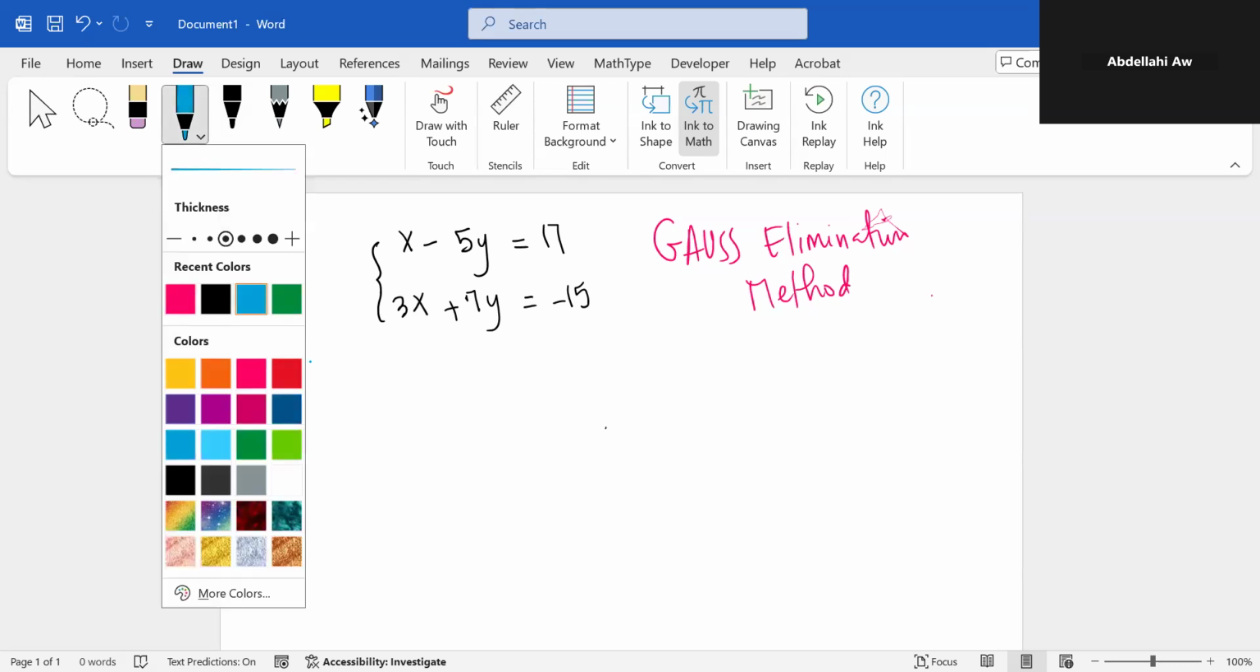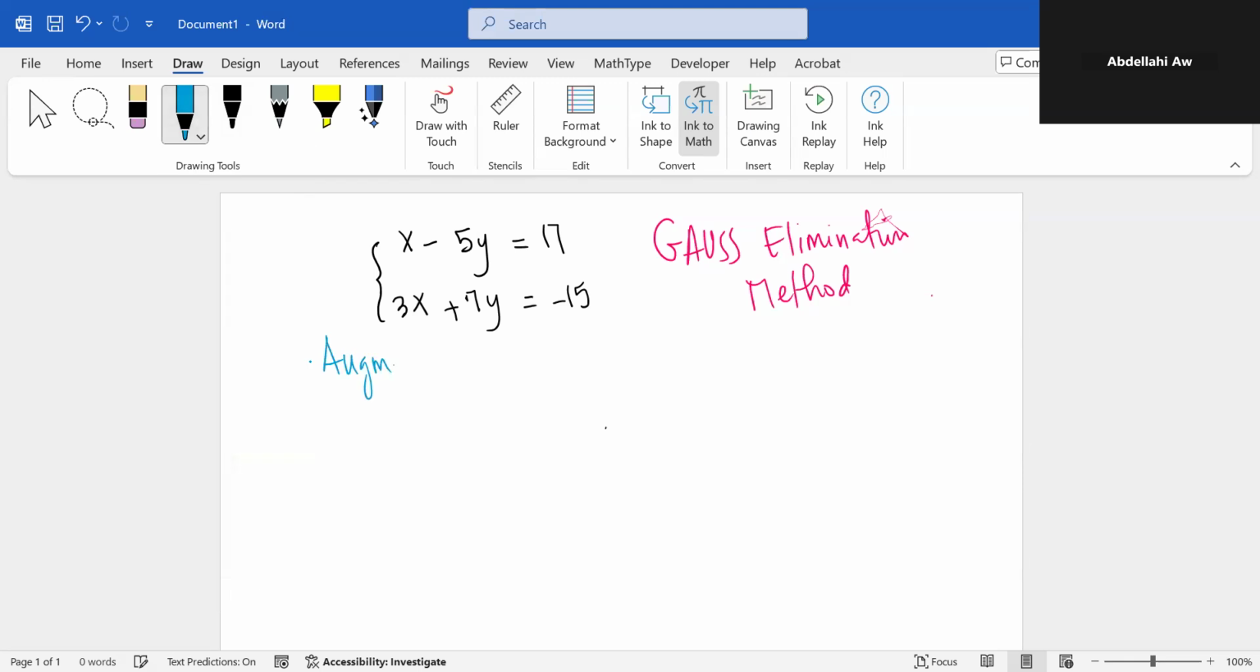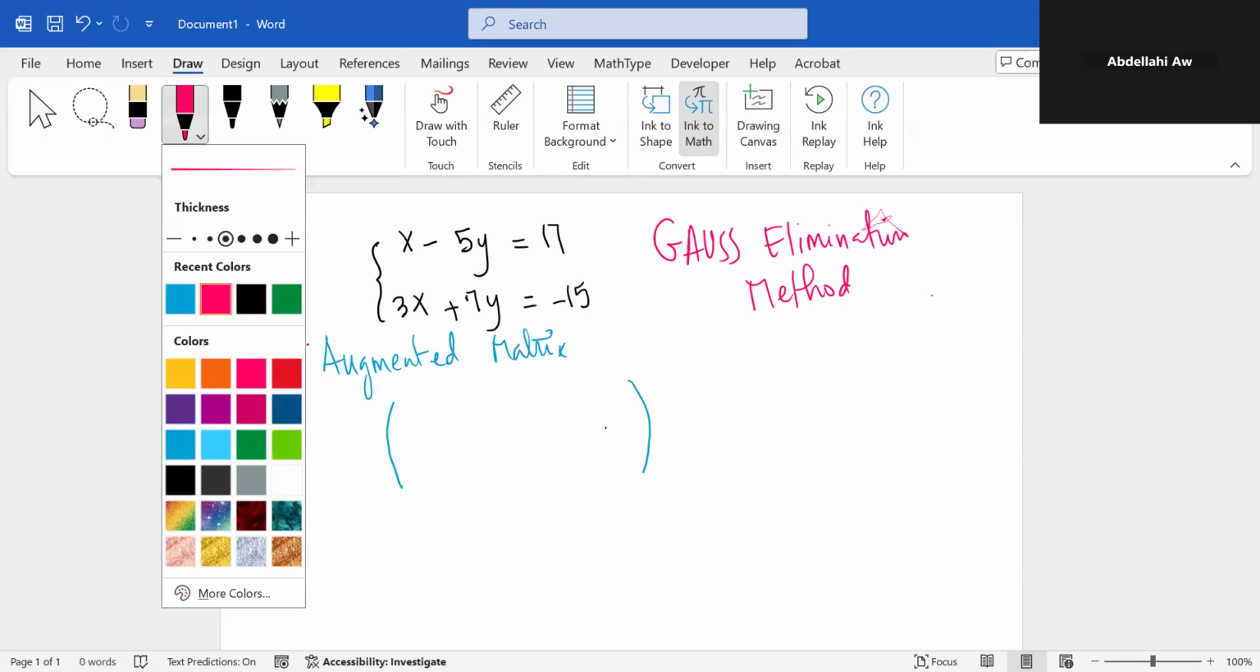At first, we're going to write the augmented matrix. How does the augmented matrix look? It's a matrix like that, with a separation right here.